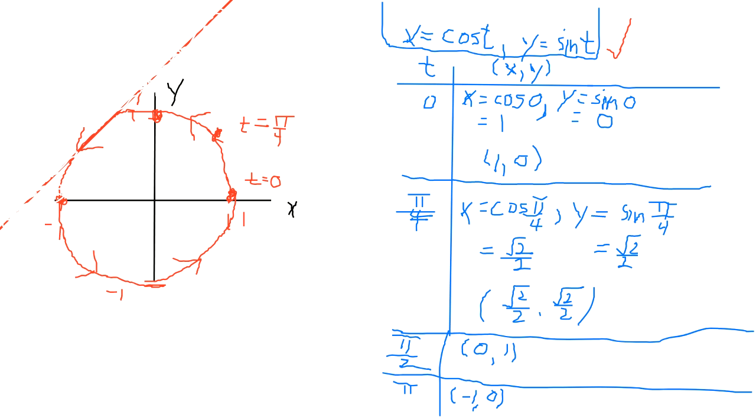To start with, the fly is at coordinate (1, 0) when t equals 0. Then after pi over 2 seconds, the fly is at (0, 1). So this is a very simple example of how to graph a curve with parametric equations.